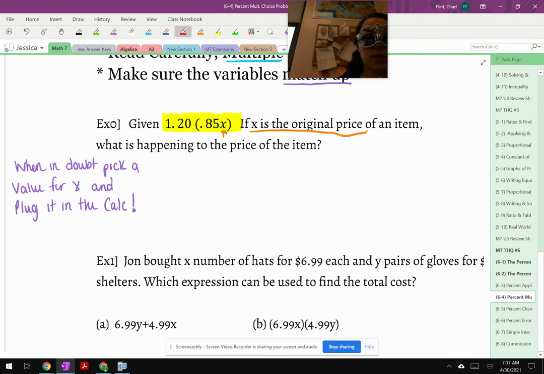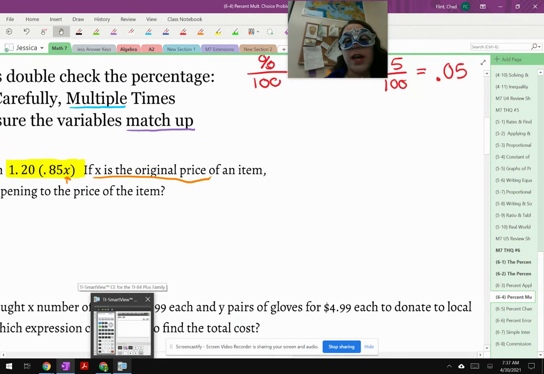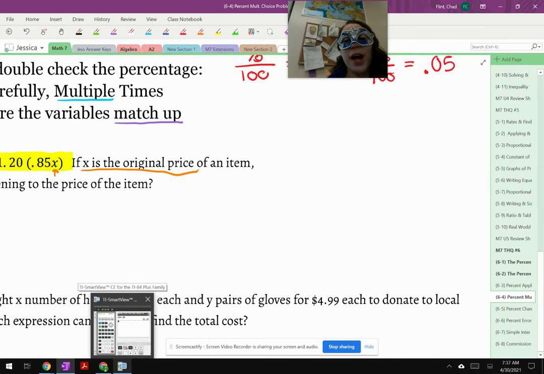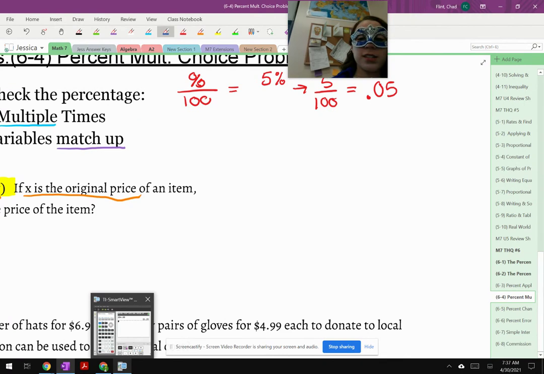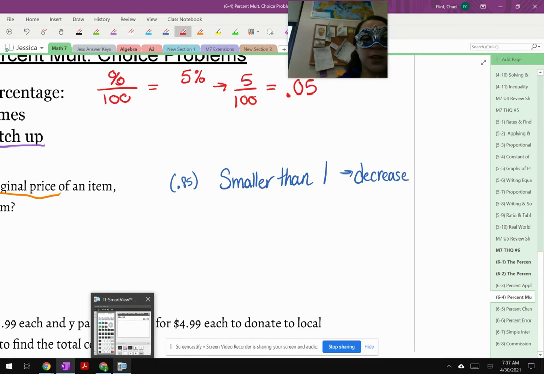So we took that number and we multiplied it by something and it made it smaller. And that makes sense because that number is smaller than 1. So if you're dealing with something smaller than 1, for example, 0.85, that is going to be a decrease. Whereas on the other side, if you're dealing with something that's larger than 1, that's going to be an increase in the price.